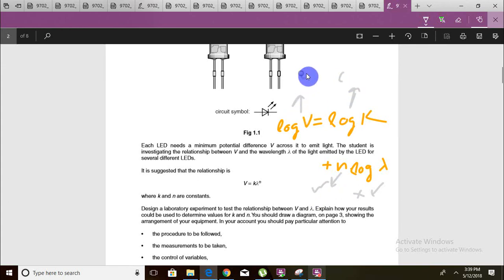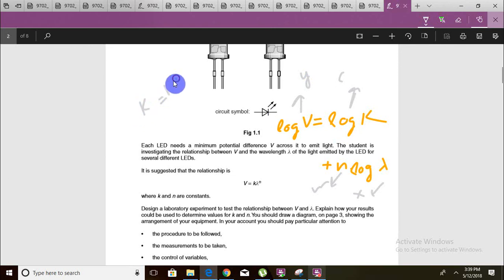So if you plot log V on the y-axis against log x on the x-axis, and you get a straight line with a positive gradient that does not go through the origin, your relationship is probably valid. And you want to know the value of N, which is equivalent to the gradient. What about K? C is equal to log K. So K is equal to 10 raised to the power C.